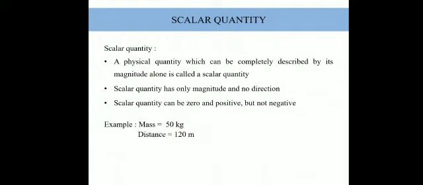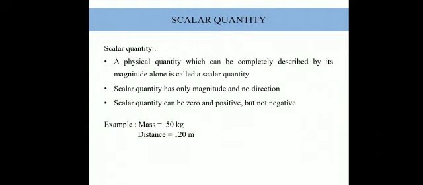Then distance is again a scalar quantity. It will have a magnitude or value followed by a unit. This is how scalar quantities are basically written: a value and then a unit. So how come distance is a scalar quantity? Let's take an example.